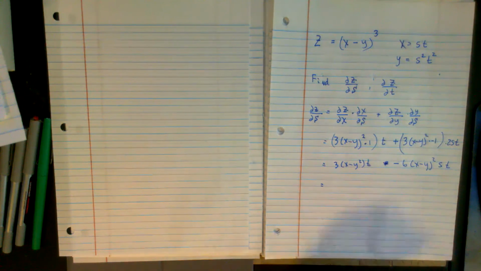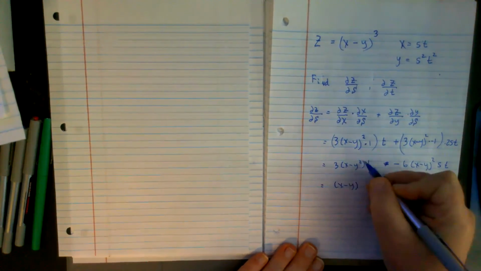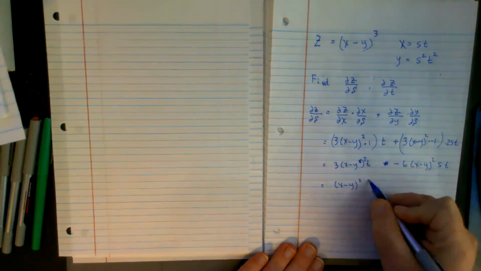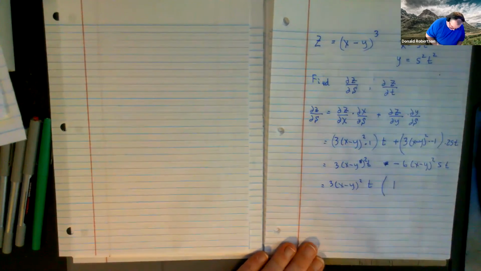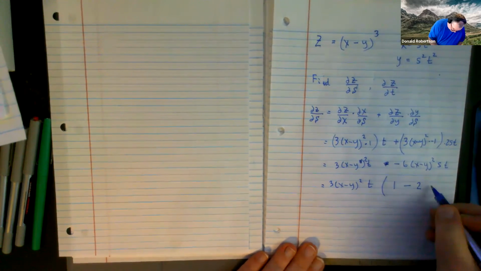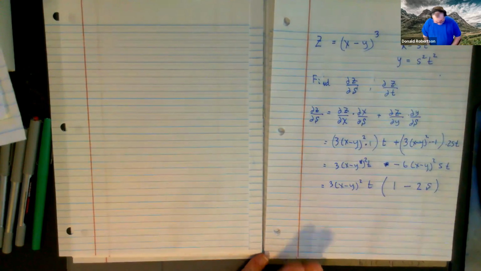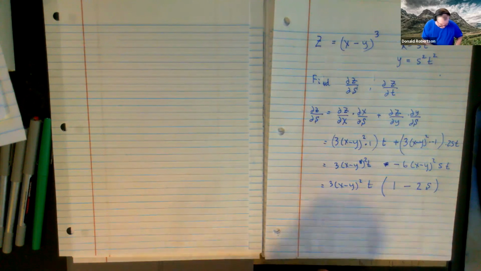Factor out an (x minus y) squared t. And also a 3. Quite a lot, really. And that, I believe, leaves you with a 1, and that takes out a -2, and there's still an s. Would you agree that's just slightly prettier? And that's it.